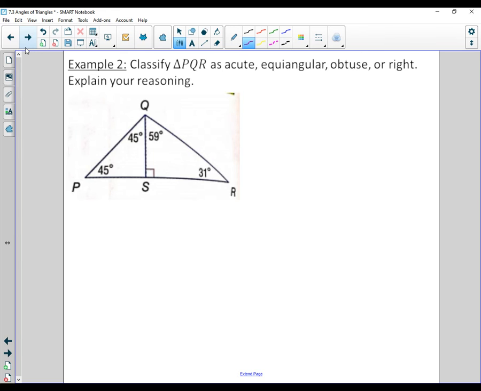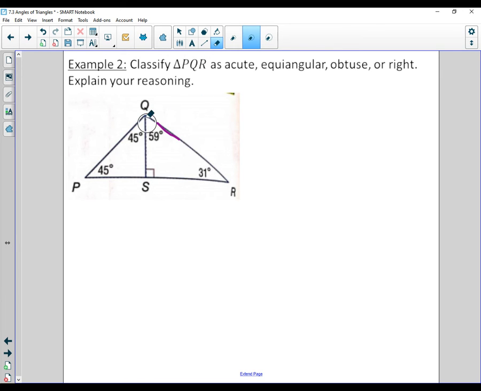So classify PQR as acute, equiangular, obtuse, or right, and explain your reasoning. So first things first, triangle PQR. There's kind of three triangles going on here, right? We have PQS, we have QSR. PQR is the big one that goes all the way around. It's this whole triangle here. That's PQR.